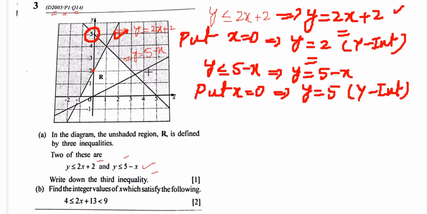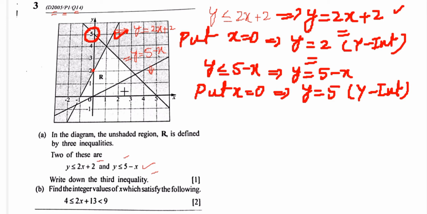It means we need to find the equation of the third line. This is our last line. We need to find the equation of this line. The method we can use here, when the graph of a line is given and we need to find the equation of that line, is to take just 2 points on this line.